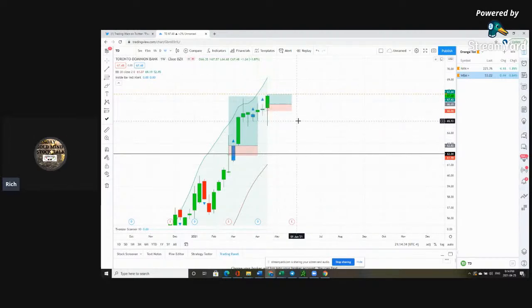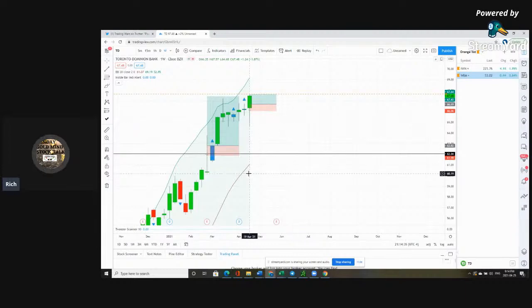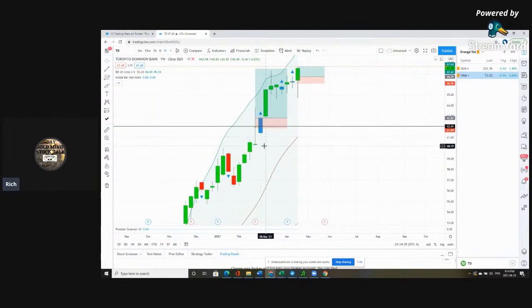I want to talk to you guys a little bit more about what I look for. If you see this inside bar here, as an example, when you look to the left, you can see this very bearish inverted hammer doji. Very, very bearish. There was a lot of selling in TD, a lot, and this inside bar came as a pause.